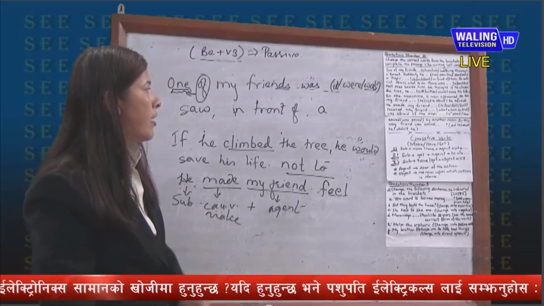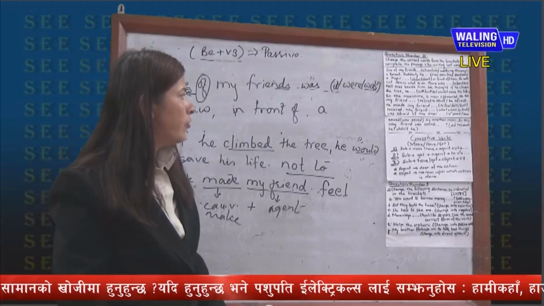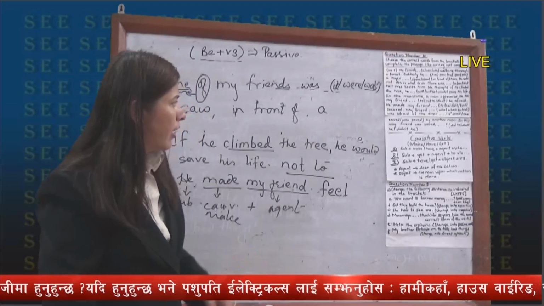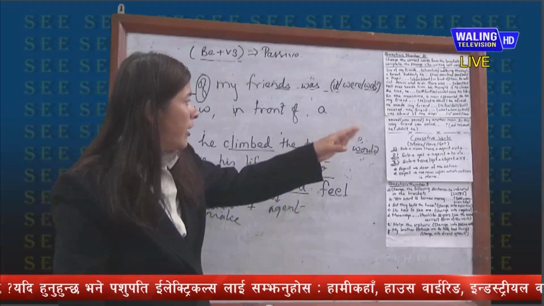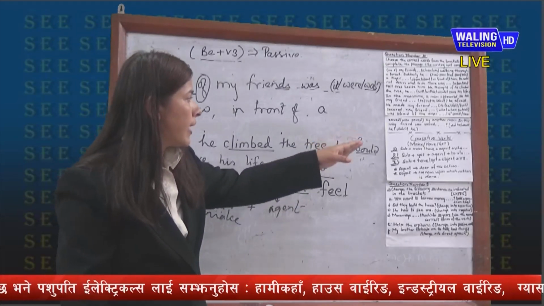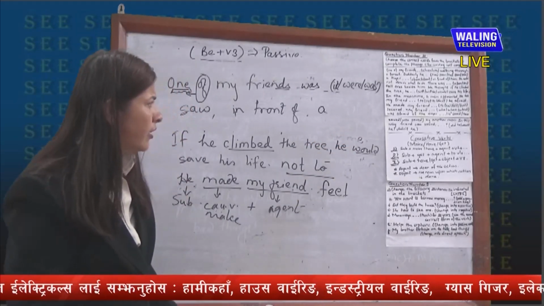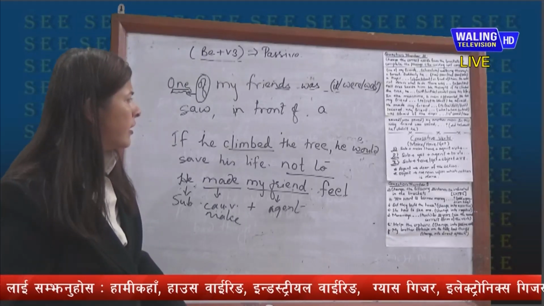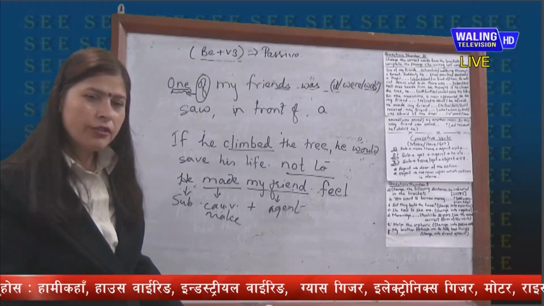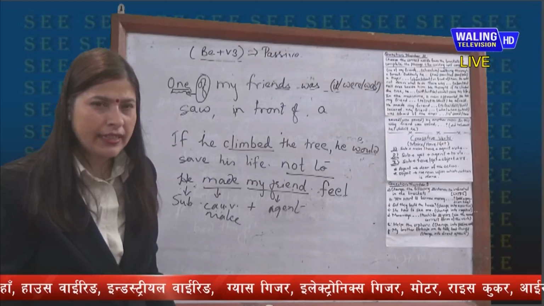In this way, my friend was saved. My has been missing there. In this way, my friend was saved. Question tag, did he, wasn't he, didn't he? What do you think, students? What should be written there?